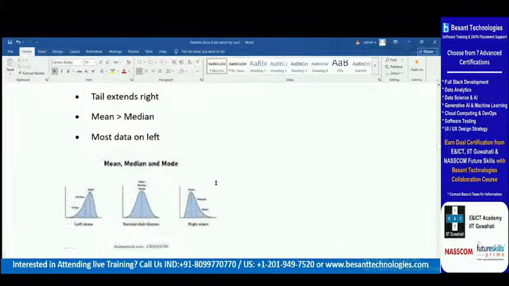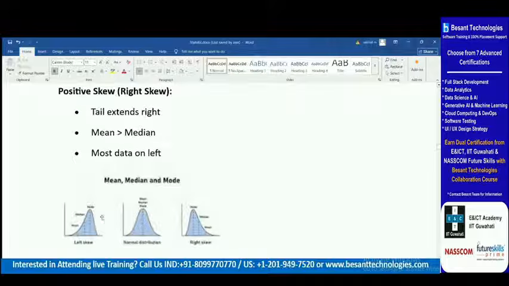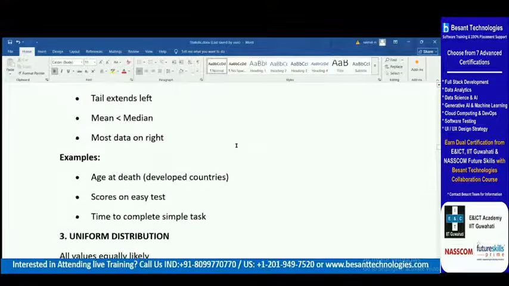So this is about skewness. We saw about skewness, not just right skewed, left skewed, and all. I've just recapped everything.